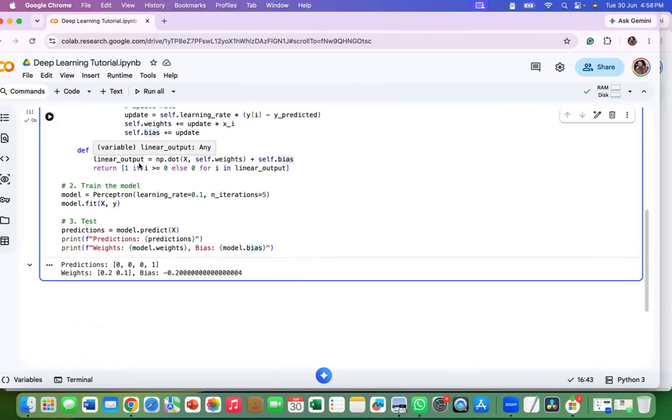Then define predict(self, X): linear output is np.dot(X, self.weights) plus self.bias, return 1 if it is greater than or equal to 0, else 0, for each value in linear output. Model is equal to Perceptron with learning rate 0.1 and iterations 5. Model.fit(X, y), then predictions equal model.predict(X), and we print the predictions, the model weights, and the model bias. तो इसके बाद हमें prediction मिल गया 0 0 0 1, weights 0.2 0.1, और bias भी मिल गया.